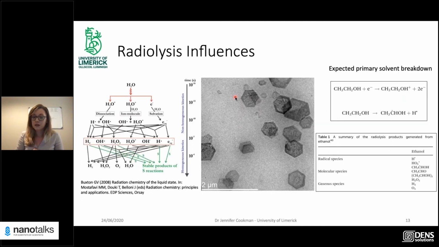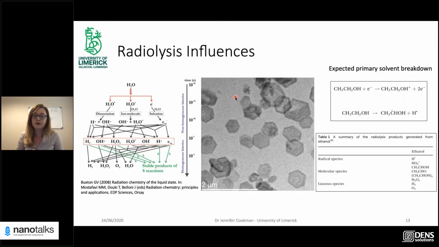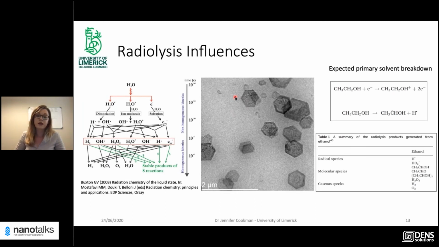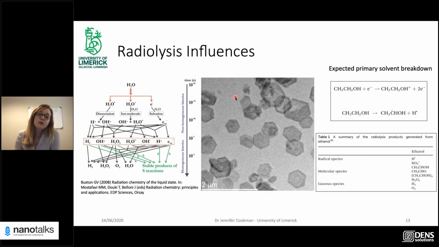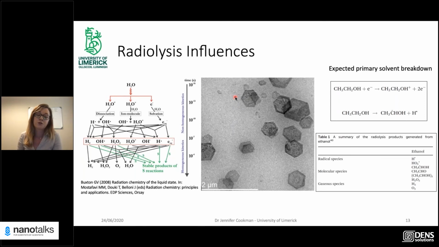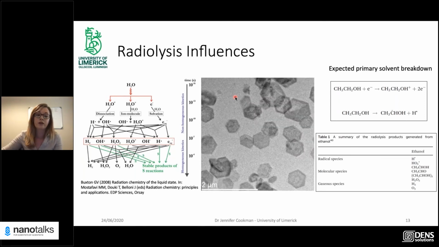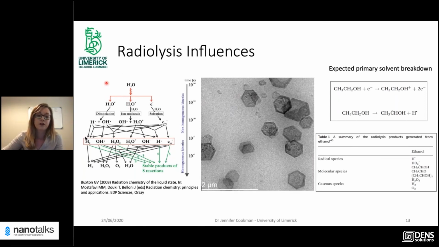So as I was mentioning previously, with these liquid phase experiments, we have to consider the radiolysis of the solvent. So there's been nice work done on the radiation chemistry of water. This is quite a comprehensive diagram here of how water can undergo irradiation to break up into the different species and further break up to create lots of different products.